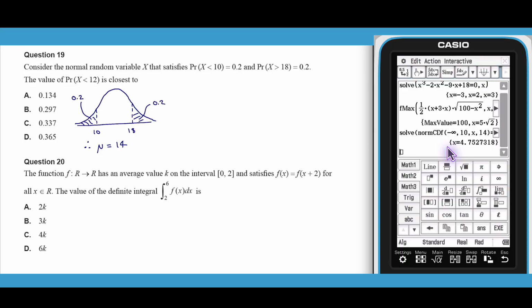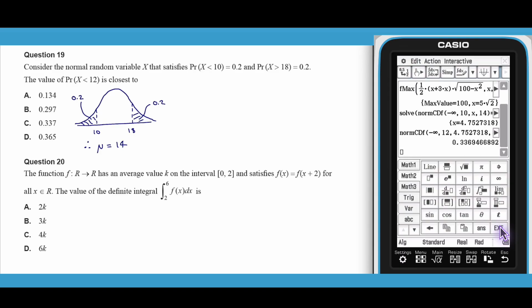With sigma found, I'm going to modify that NCD command to find the probability of x less than 12. Dropping it into a new line, I need to change the upper bound to 12, delete the x, and drop in the value of sigma. This output tells me that the answer is C.